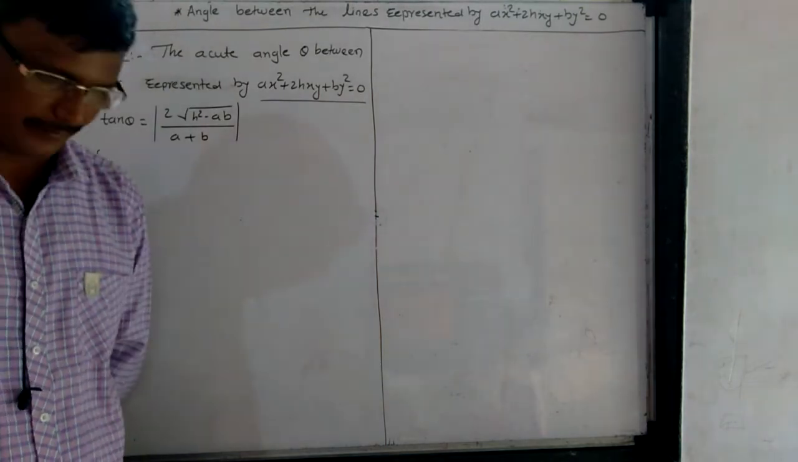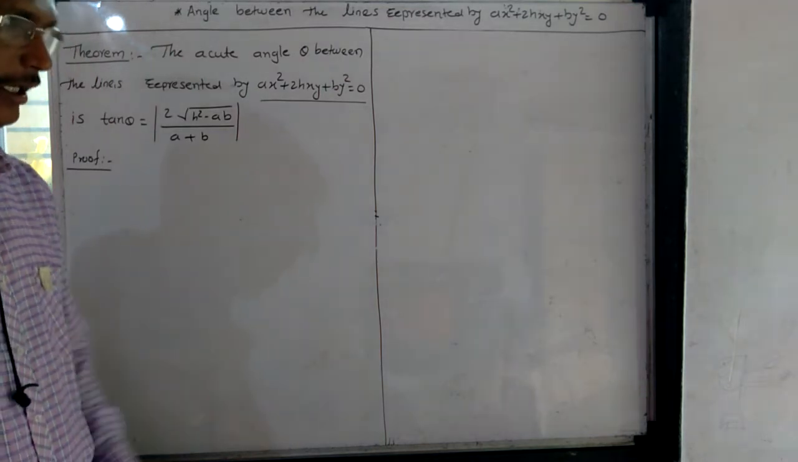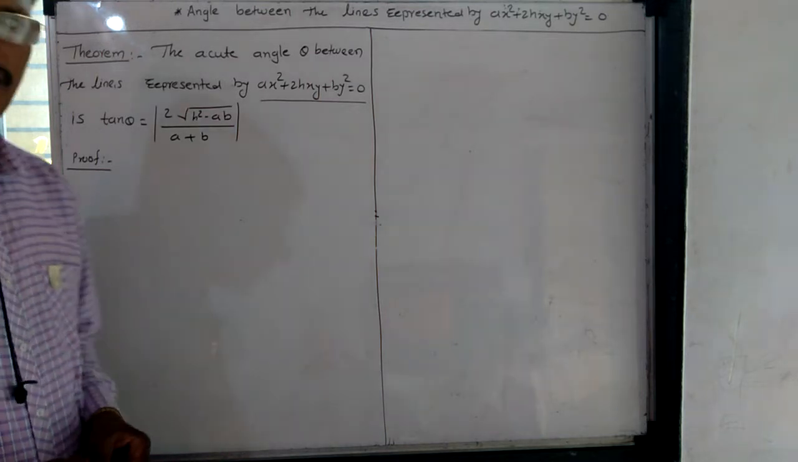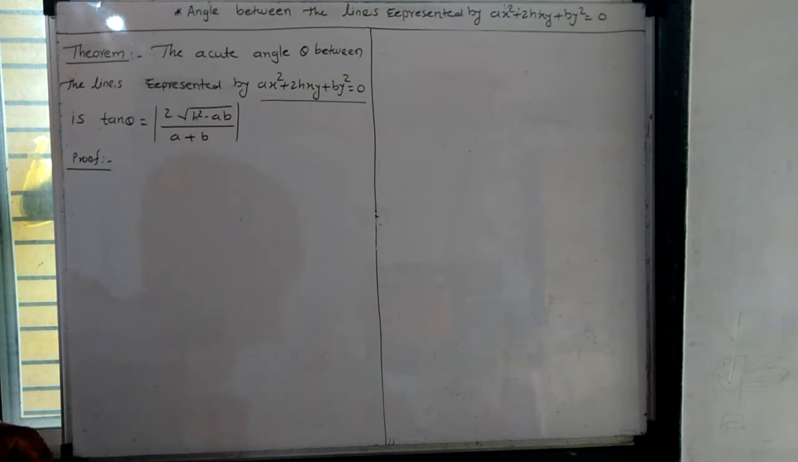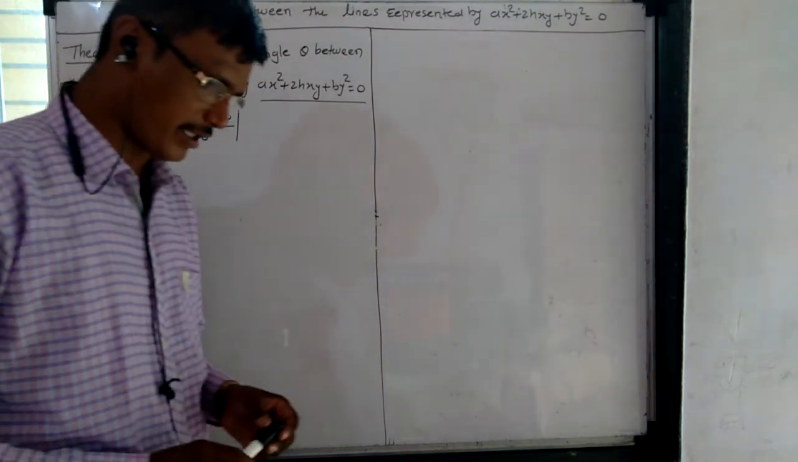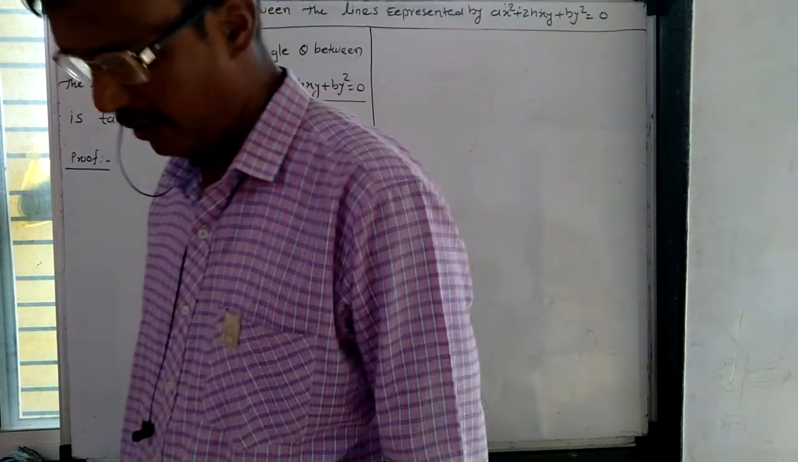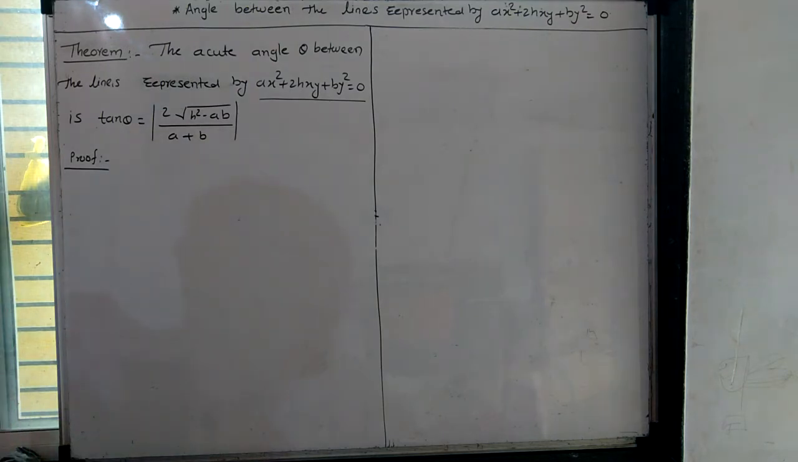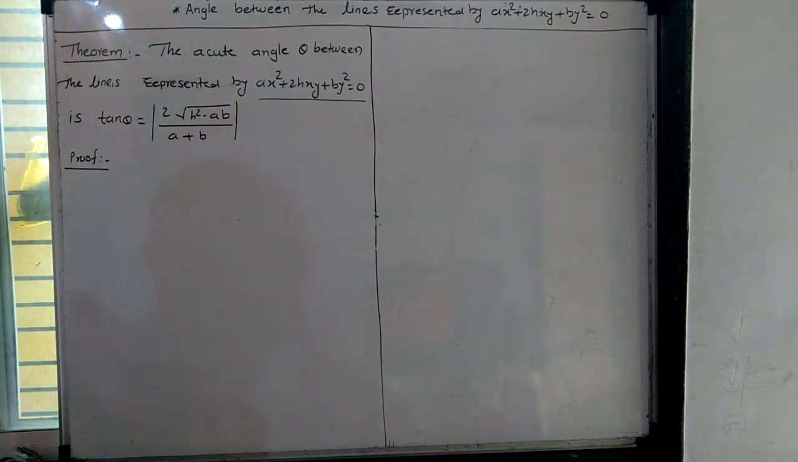In this series of 6 lectures we have completed 2 points in the pair of straight lines. The first point is the combined equation of two straight lines, that is a pair of straight lines. The second point is that the combined equation of two straight lines passing through the origin is a second degree homogeneous equation, or every second degree homogeneous equation in x and y represents a pair of straight lines passing through the origin if h square minus ab is greater than or equal to 0.